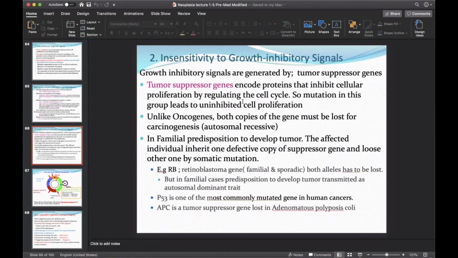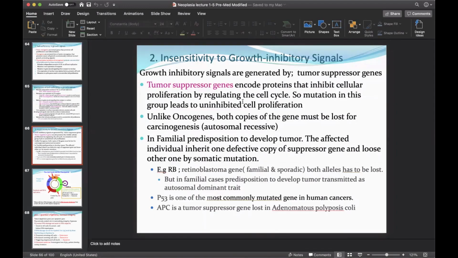And this is important in people who are born without one copy of the tumor suppressor gene. These patients, who have a familial predisposition to cancer, are born with one defective copy, and the other copy is intact, it's normal. So what happens during life? The other normal copy undergoes mutation and then they develop cancer. An example is the retinoblastoma gene. These patients develop retinoblastoma, an eye tumor, at a young age.